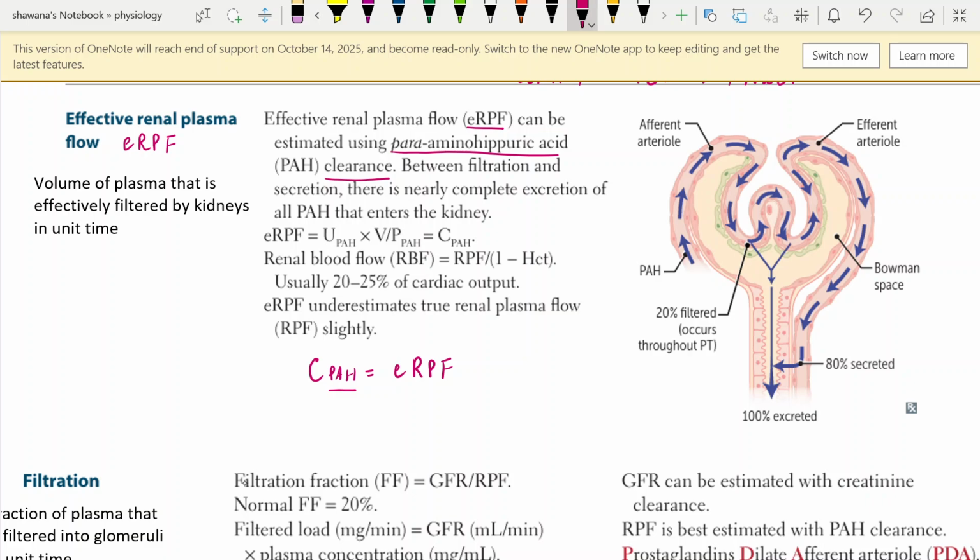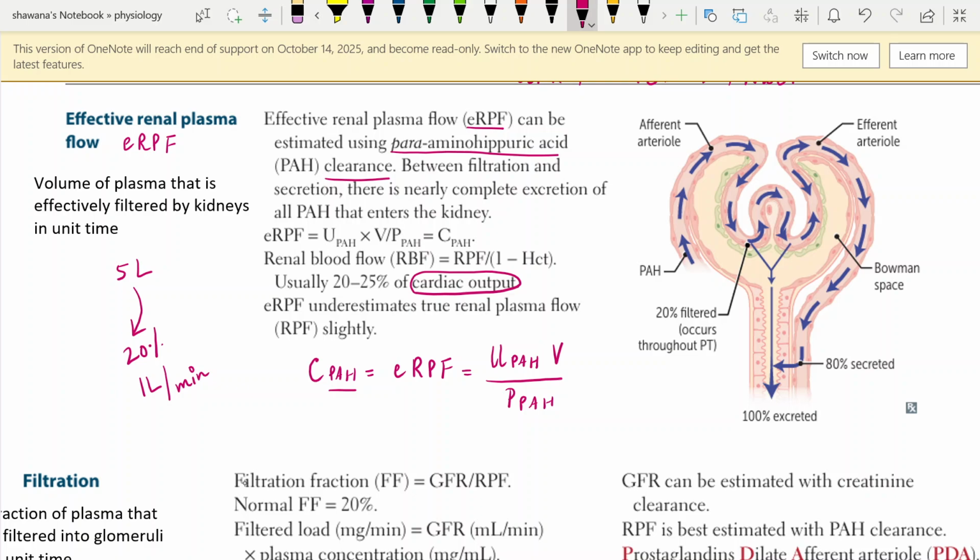So what we can write here, the formula is being repeated: urine concentration of para-aminohippuric acid multiplied by the urine flow rate, divided by the plasma concentration of para-aminohippuric acid, and that's it. Talking about the cardiac output, about what percentage of the cardiac output is renal blood flow? For example, cardiac output is 5 liters in 1 minute, right? So the renal blood flow will be 20% of that 5 liters, it's 1 liter in 1 minute. So 20 to 25% of the cardiac output is renal blood flow.